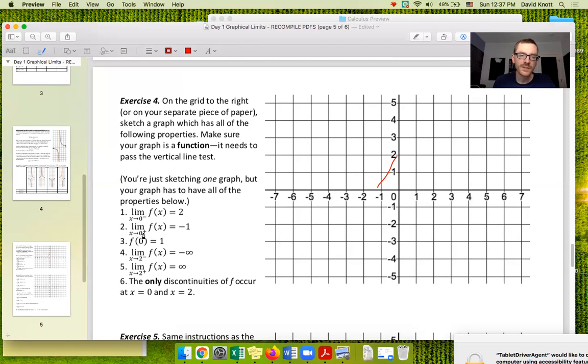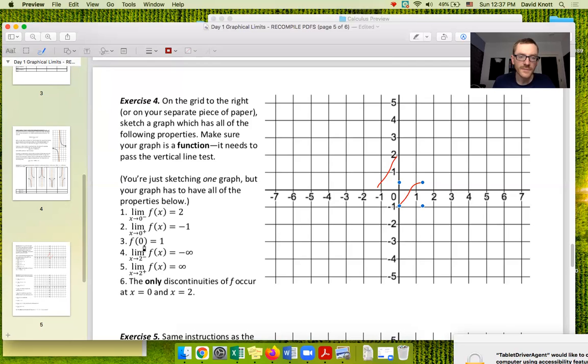It says the limit as x approaches 0 from the right should be equal to -1. Again, lots of ways of doing that, but you could do something like this. Oops, I think I went a little too far there. Something like that, right? As x approaches 0 from the right, the value of the function is approaching -1.